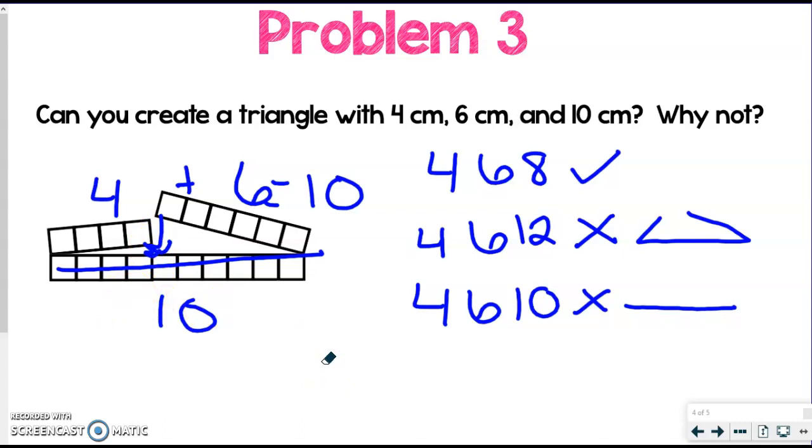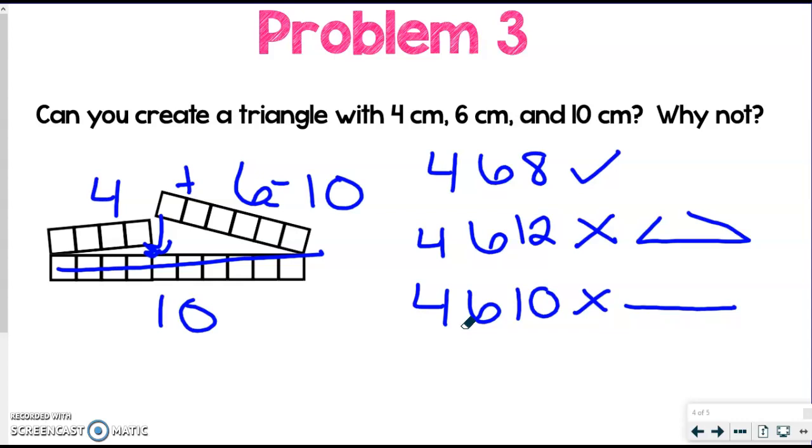Okay, so that's the idea we want to think about. If you add those two shorter sides together and they are longer than the third side, then it's going to make a triangle. If you add them together and they're shorter or equal, it's not going to make a triangle. I know I just briefly explained the rule there. We're going to continue to work on this rule throughout the week, but that's an overview to get you started.